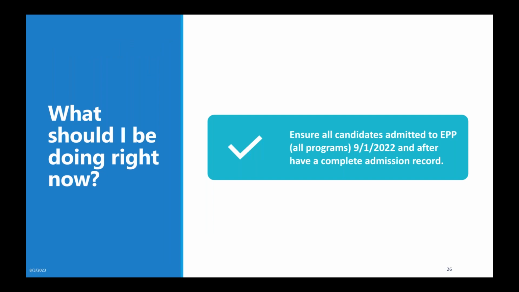What should EPP staff be doing right now? As we said earlier, you will need to ensure each candidate in your EPP in any program, including teachers and non-teachers, admitted from 9/1/22 through 8/31/23, has an admission record that completely and accurately reflects the area or areas in which the candidate was admitted and all applicable admission data for that candidate.